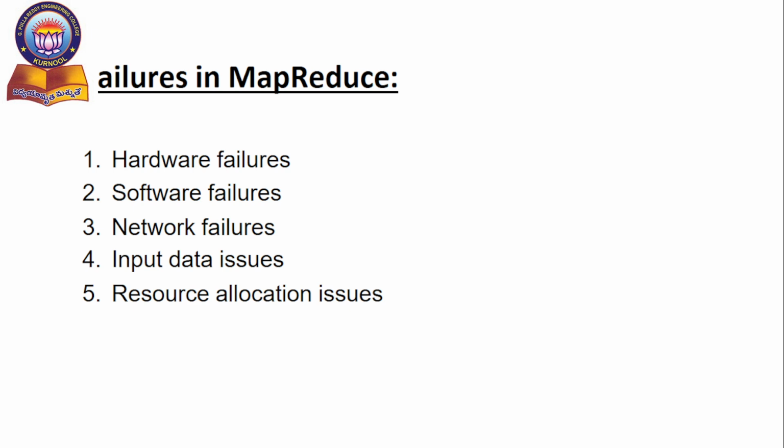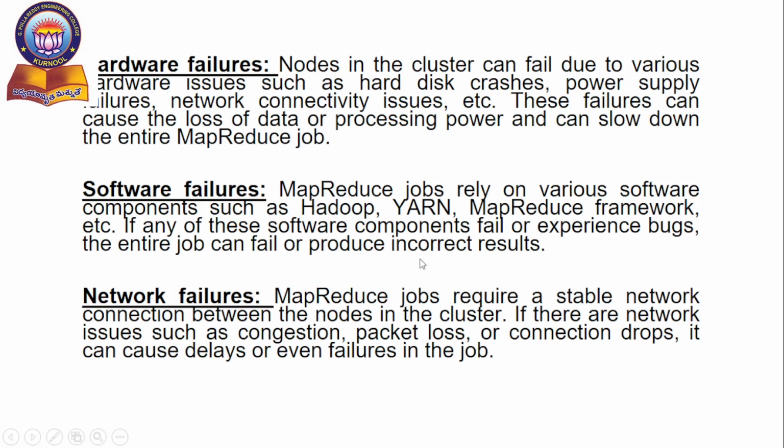Now, what could be the list of failures that may occur in MapReduce? These are hardware failures, software failures, network failures, input data issues, and resource allocation issues. These are the possible failures that may occur in a MapReduce job. Now we'll see what exactly each type of failure is.